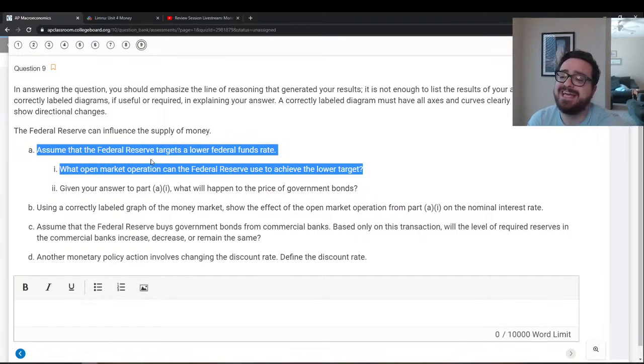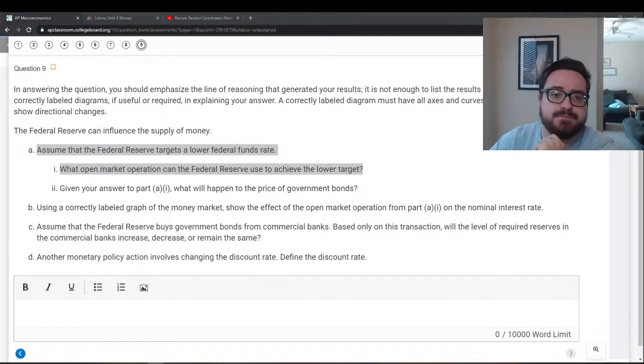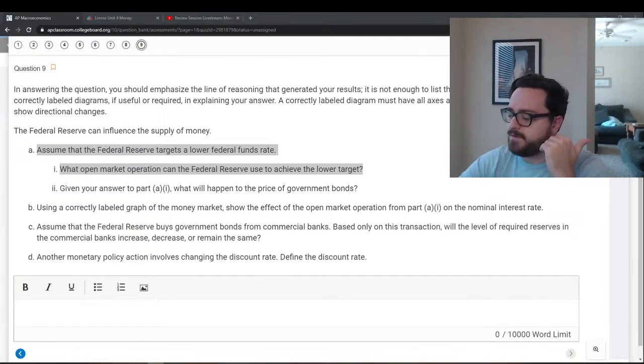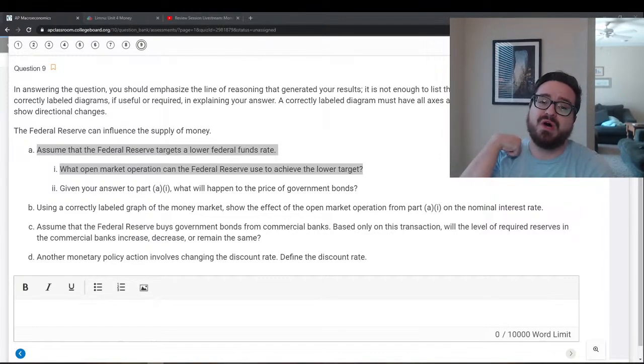And then 2, given your answer to part A1, what will happen to the price of government bonds? Okay? This is the price of bonds being inversely related with interest rate thing that I mentioned earlier in the video. And if you need an explanation of that, feel free to go back into the video. But if this is an expansionary monetary policy, I'm getting lower interest rates. So the price of bonds should go up because any previously issued bond would have a comparatively higher interest rate than all the new ones and therefore be worth more. So the price would go up.